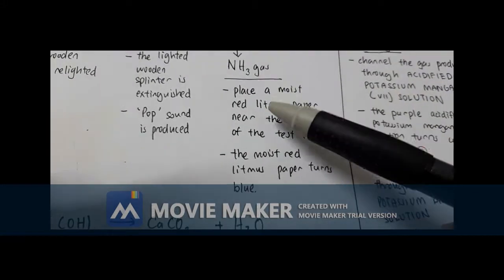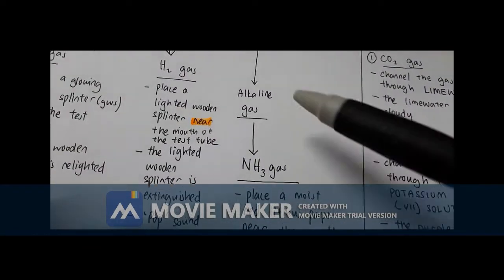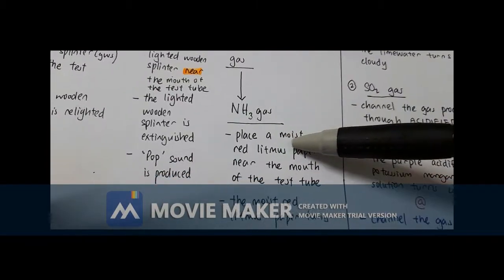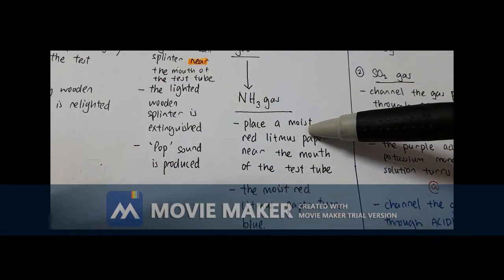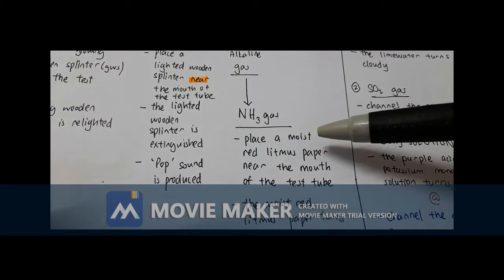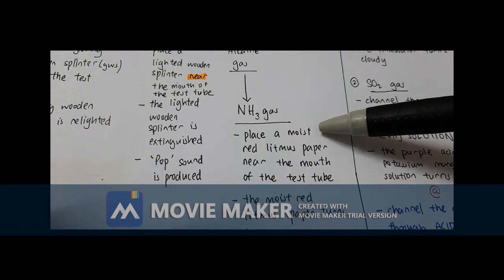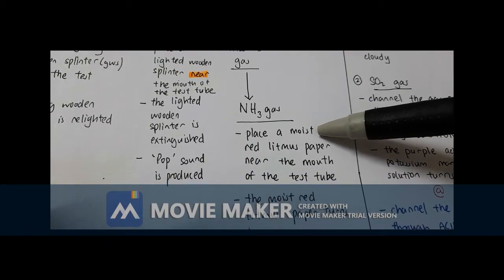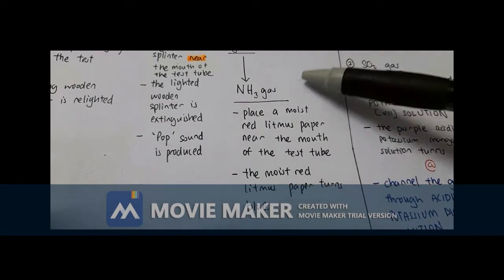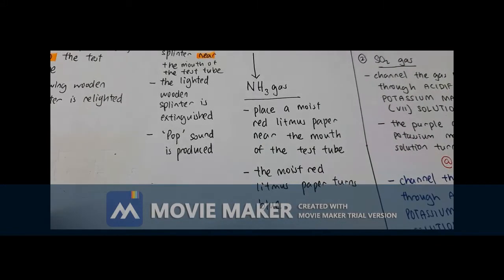The reason why we're using red litmus paper is because we're trying to test the presence of something that's alkaline. And the reason why it has to be moist is because an alkaline substance will only show its alkaline property in the presence of water. So it has to be moist, or nothing would happen. And when NH3 gas is present, the moist red litmus paper turns blue.